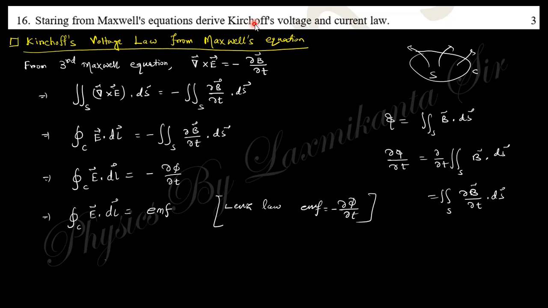Starting from Maxwell's equations, derive Kirchhoff's voltage and current laws. If you take this third law and take a loop with a surface area, taking this surface integration and converting it using Stokes' theorem, finally you get this one, this is the EMF, that is the Kirchhoff voltage law. Within a loop, the total voltage is the sum of these two things.